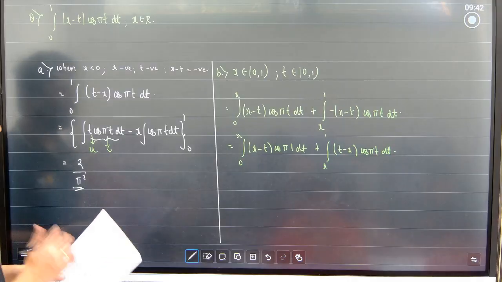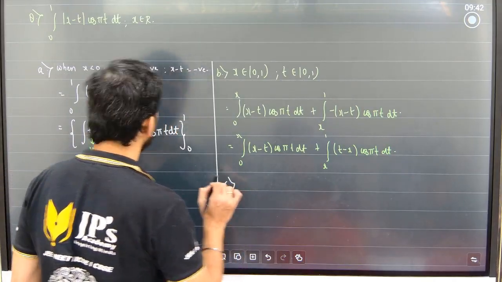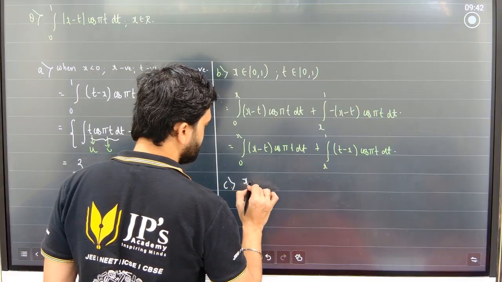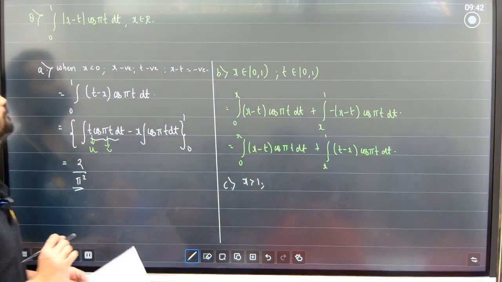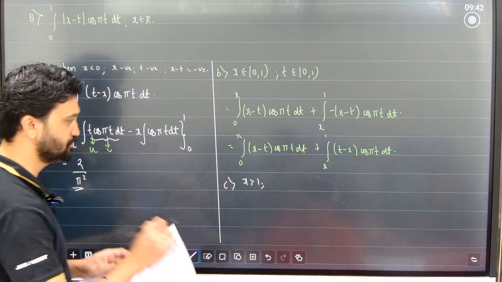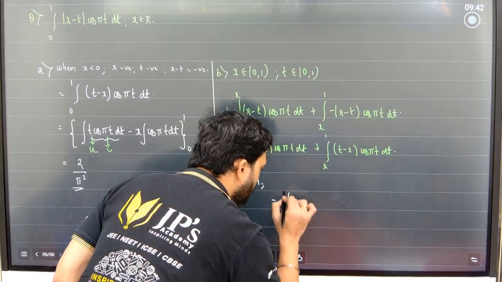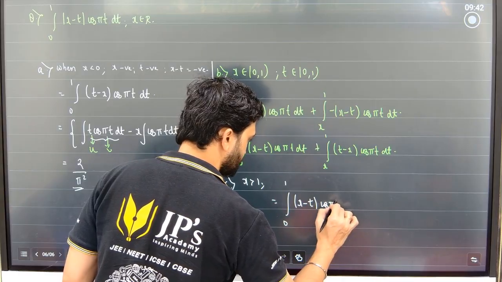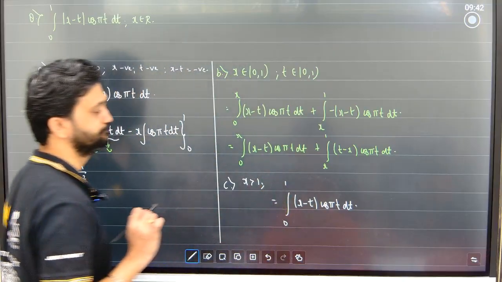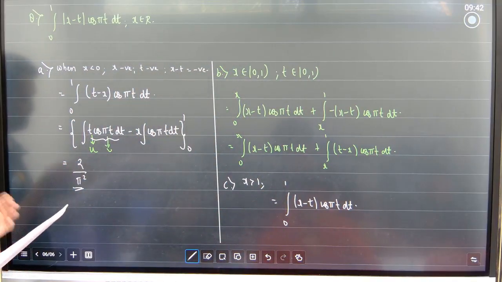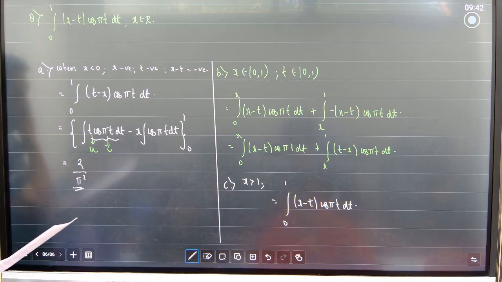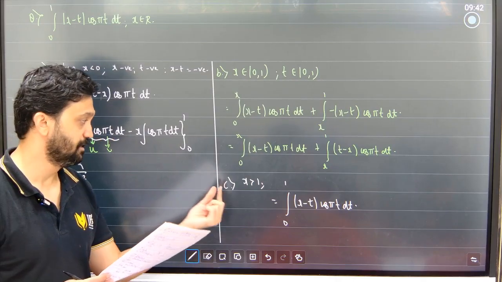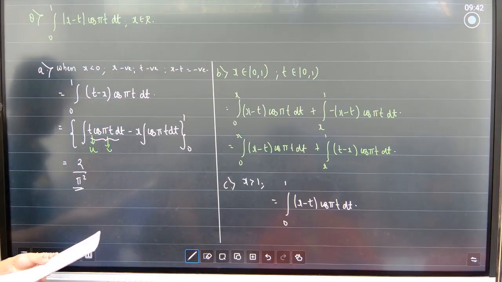answer. Okay, and the C part guys, look, first x is less than 0, second is x is from 0 to 1, and next is if x is greater than 1. Okay, if x is greater than 1, then we don't have to do anything, this is 0 to 1, x minus t cos pi t dt. This is how we will solve it. So this is the whole idea that there are three parts, one is negative, one is greater than 1, and one is from 0 to 1. Okay.